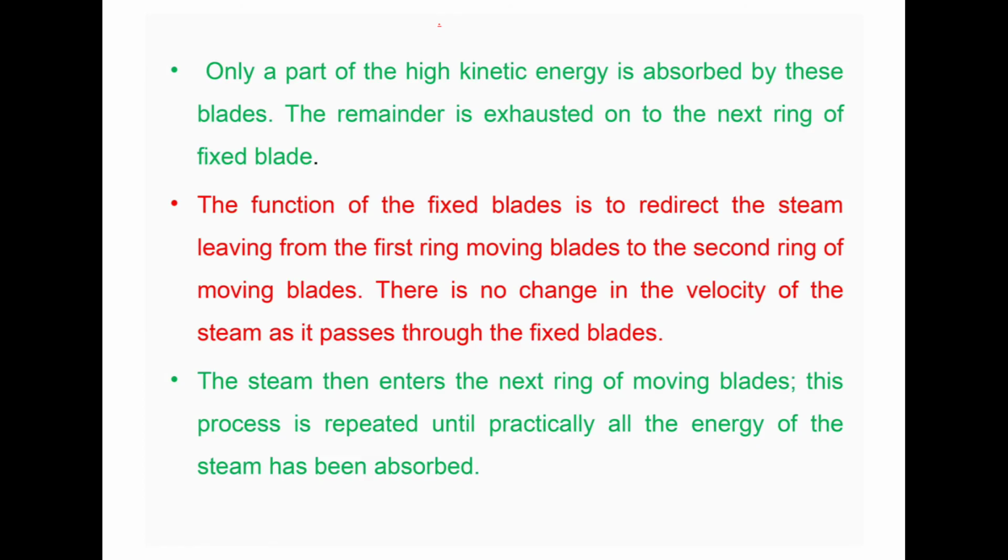Only a part of the high kinetic energy is absorbed by these blades. The remainder is exhausted onto the next ring of fixed blades. The function of the fixed blades is to redirect the steam leaving the first ring of moving blades to the second ring of moving blades. There is no change in the velocity of the steam as it passes through the fixed blades. The steam then enters the next ring of moving blades. This process is repeated until practically all the energy of the steam has been absorbed.